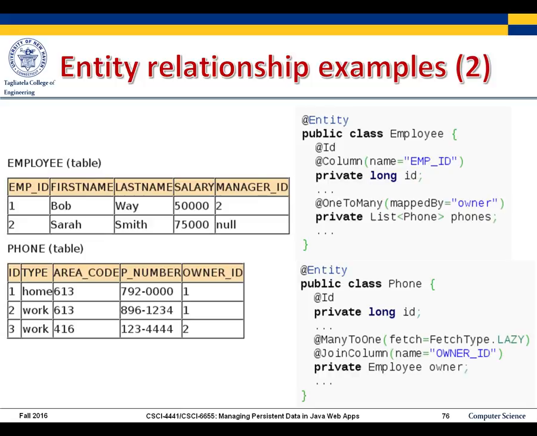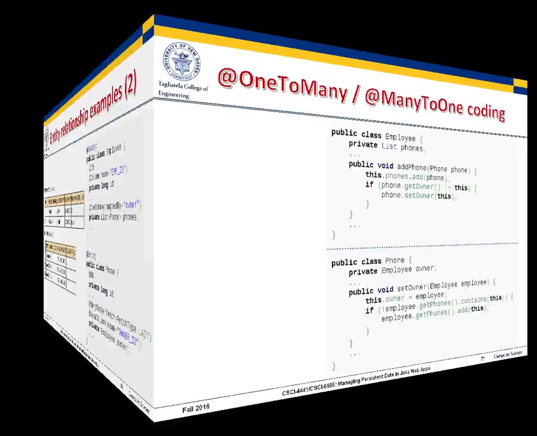So there's the list of phones, and then the second one is the phone, and it's saying I belong to a particular owner, okay? And the join column you're going to use to find it is the owner ID column, okay? So another simple example, but you see this takes a little practice to get the hang of.